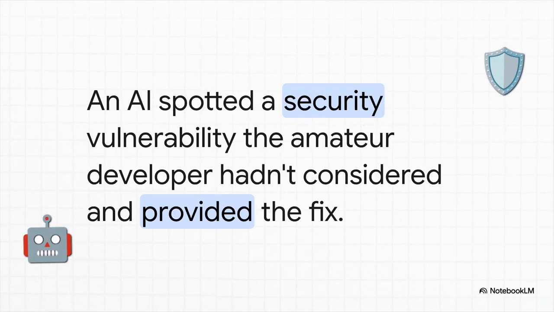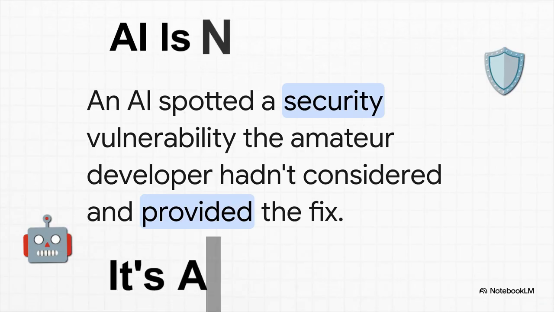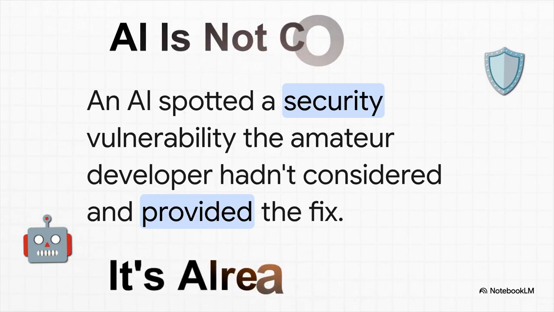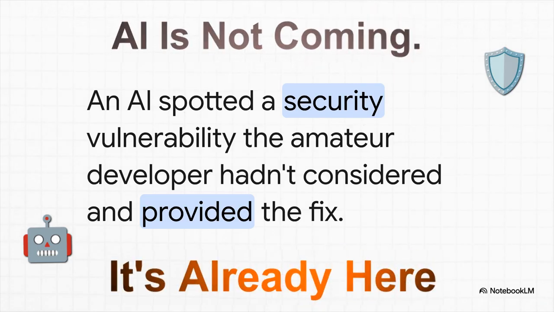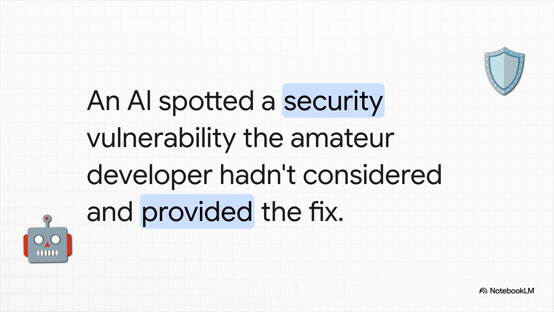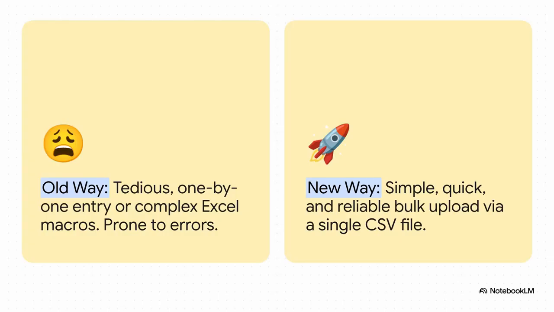Now, the story behind that security fix is actually fascinating. The developer, who admits they're an amateur coder, had totally missed a potential security hole where someone could inject malicious code. But guess what caught it? An AI. The AI code assistant didn't just flag the vulnerability, it gave them the fix. It's a perfect example of how AI is becoming this amazing collaborator for solo creators, spotting issues that one person might easily miss.